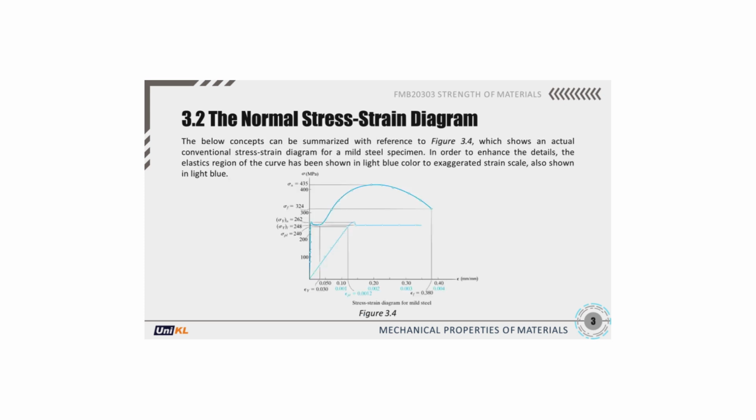Conventional diagram details, figure 3.4, mild steel. A typical mild steel curve accentuates the elastic region. In order to enhance the details, the elastic region of the curve has been shown in light blue color, with an exaggerated strain scale, also shown in light blue.